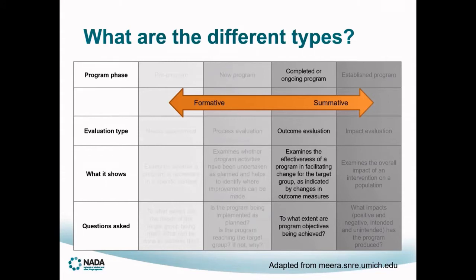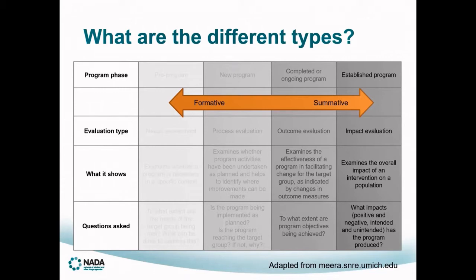The next is outcome evaluation. Outcome evaluation is undertaken at program end, and it examines the effectiveness of a program in facilitating change for the client group as indicated by changes in client outcome measures. An example of a question that's asked as part of an outcome evaluation includes, to what extent are program objectives being achieved?